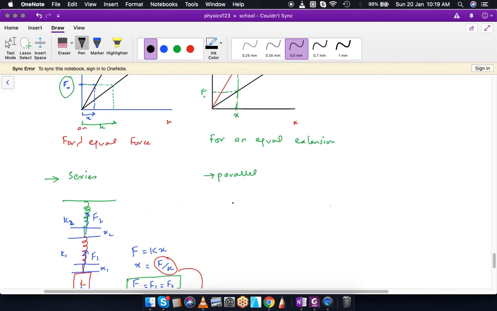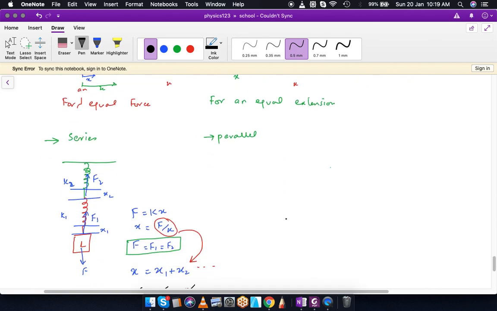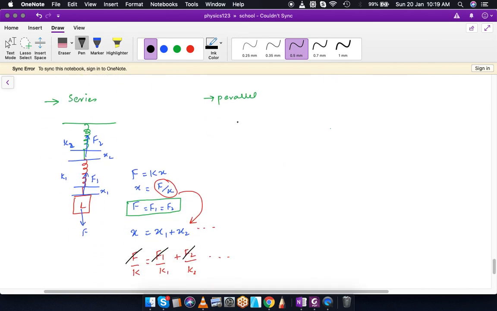Now similarly, like in series, we can also make a combination in parallel, and let's suppose this is one spring and the other spring is this. Both springs have different values of k. Let's call this k1, let's call this k2, and it is connected with a board with a force that is like a constant force F, right?